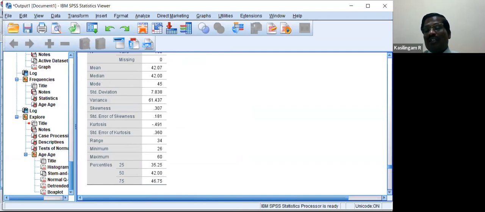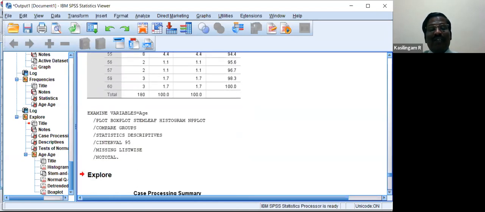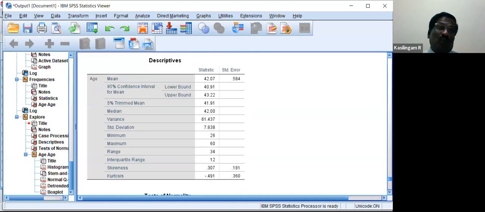Whatever you are getting, you will get when you go for Explore. You need not click anything, all will come. So go to Explore and all will come. The skewness is 0.307 with standard error, and the cutoff is 0.491, which is the standard error for kurtosis. All will be there. Now there are some more new interesting things, and we will see that also.